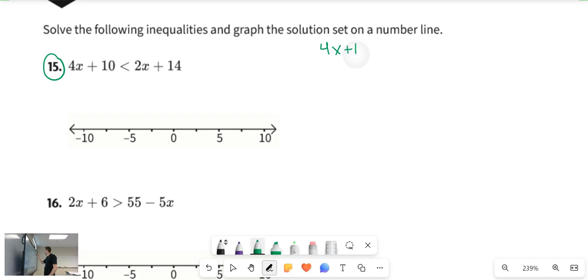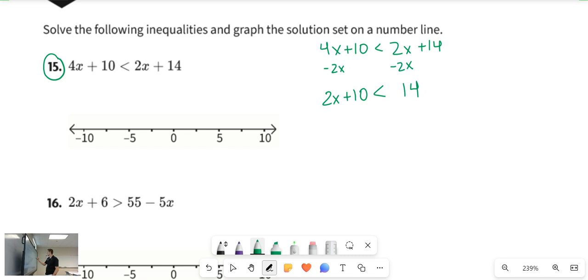4x plus 10 is less than 2x plus 14. All right, first thing we're going to do is minus 2x from both sides. Minus 2x, minus 2x. All right, if we are just adding or subtracting stuff, right, nothing changes about the inequality, so the inequality is going to stay right there. If we take away 2x, we should be left with 2x plus 10 on this side. And if we take away the 2x here, we're just left with 14.